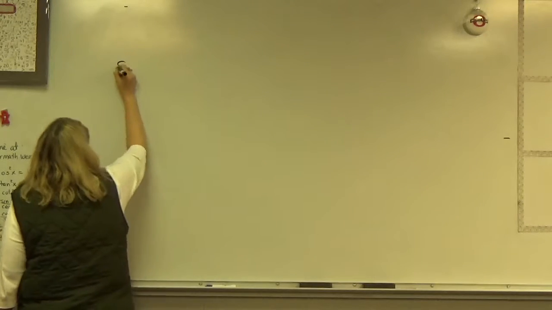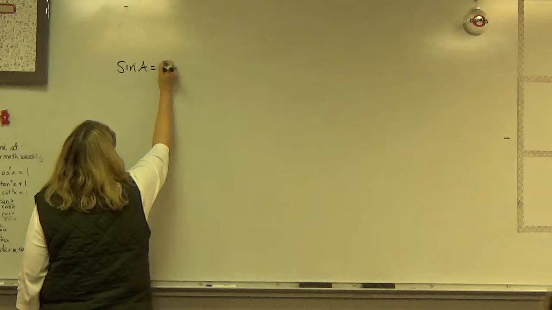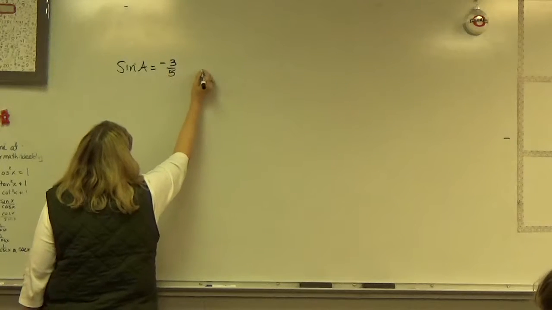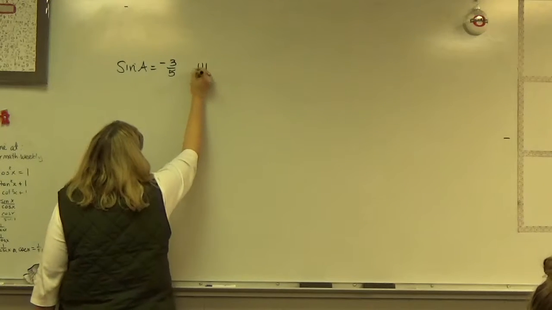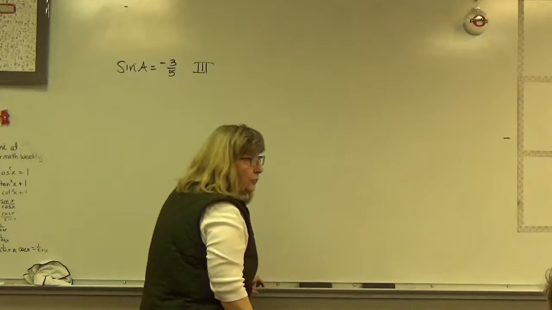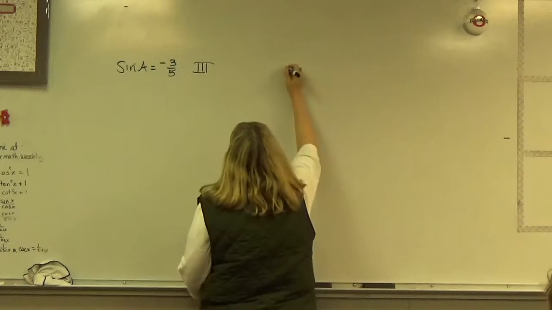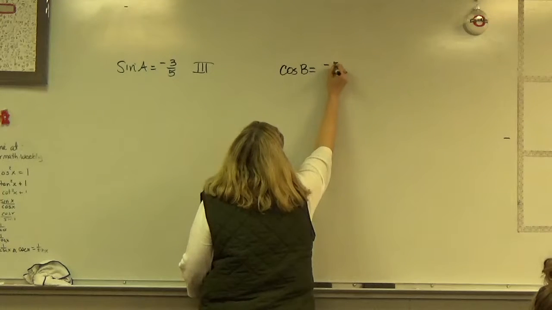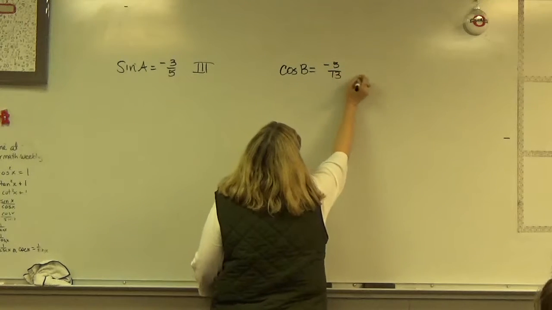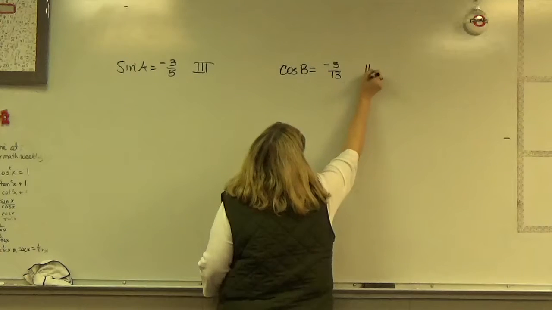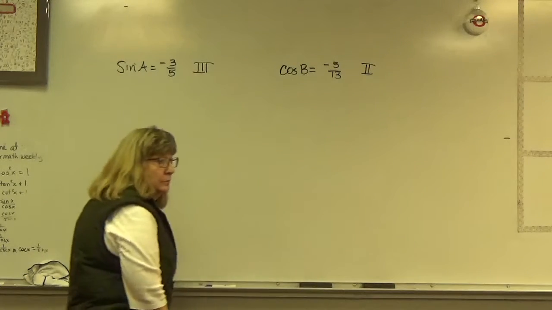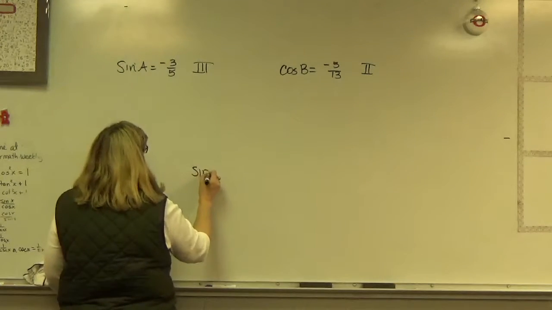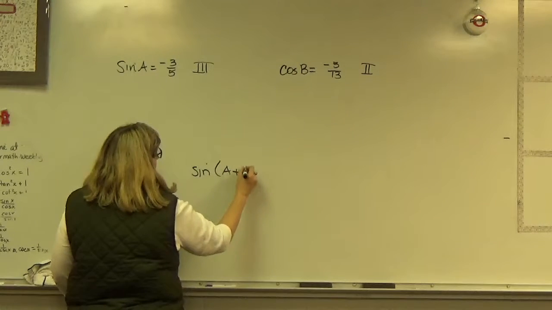What if I tell you that the sine of A is -3/5 and A is in the third quadrant? Yesterday they were all in the first. I'm going to put them in different quadrants. Cosine of B is -5/13 and it's going to be in the second quadrant. Find the sine of A plus B.